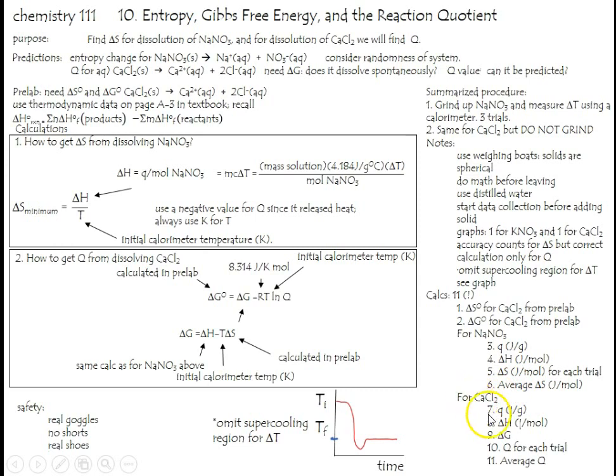For calcium chloride, let's do 5 calculations. 1, the heat evolved, just like we did for sodium nitrate, in joules per gram. Convert it to joules per mole using the molecular weight of calcium chloride. Give me the change in free energy using this calculation here. And then finally, what we were shooting for, give me the reaction quotient Q for each trial, and then take the average.